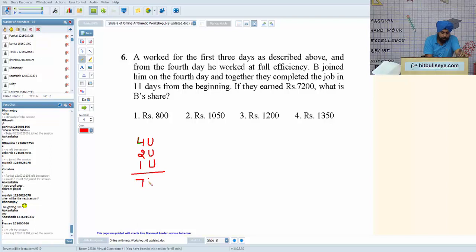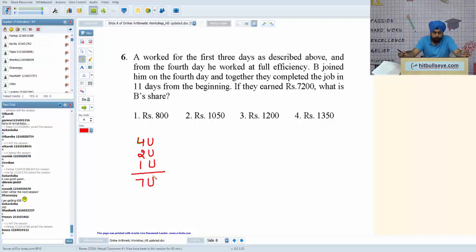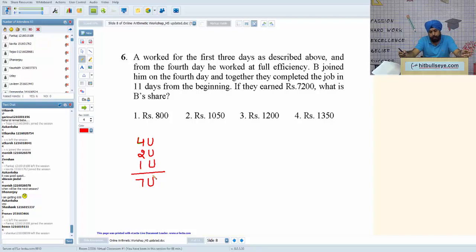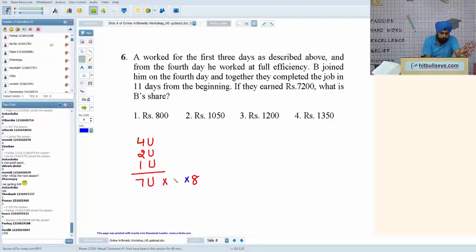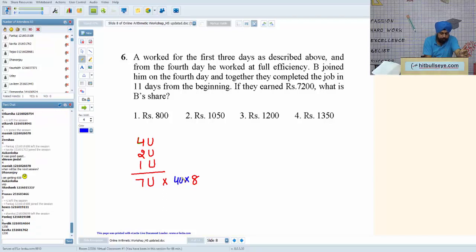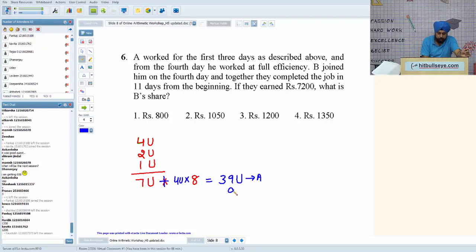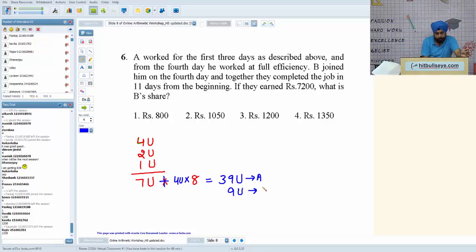So that means 7 units have already been done in 3 days. Now he says B joined on the 4th day and together they completed the job in 11 days. After that A works at full efficiency. For the remaining 8 days, 3 days having already gone, he works at full efficiency, that is 4 units a day. So that implies he has finished a total of 39 units. Is that okay, students? Now 39 units have been done by A. Total was 48. This means the remaining 9 units have been done by B.